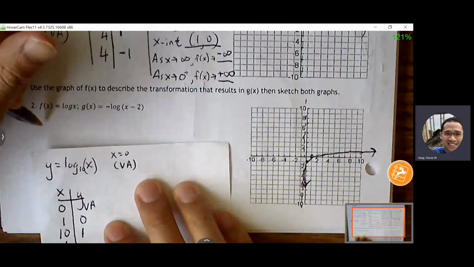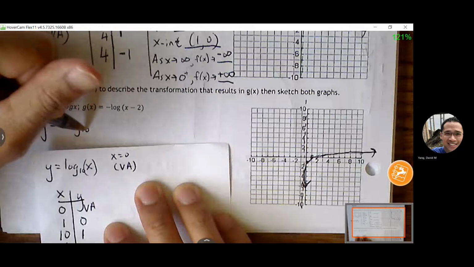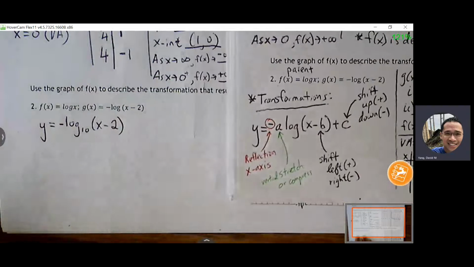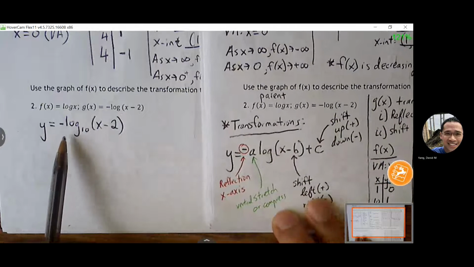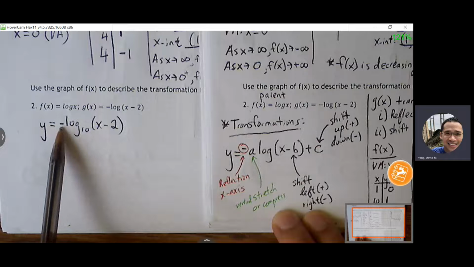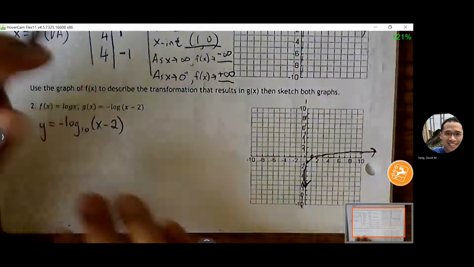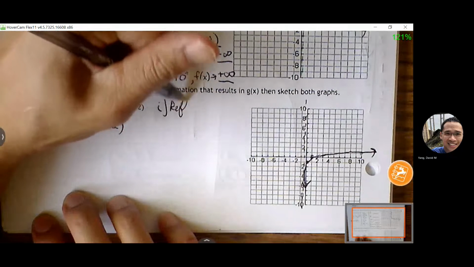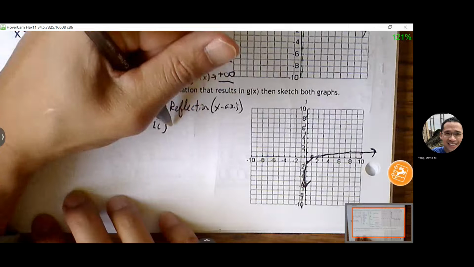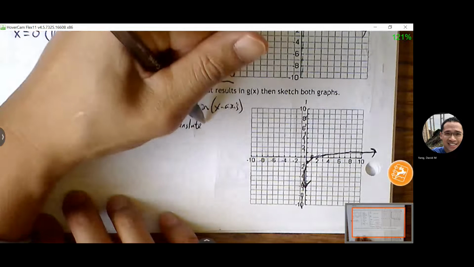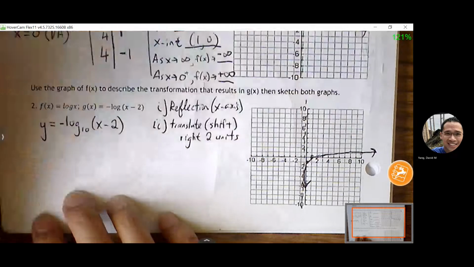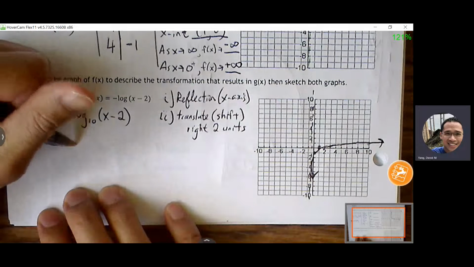All right, so now let's talk about g of x. All right, so can we identify here what are the transformations that you see with this g of x compared to the f of x? Good, reflection, because you see the negative show up. What else? Good, right too, good. Okay, let's create our order pair.